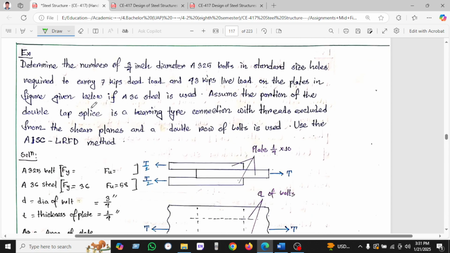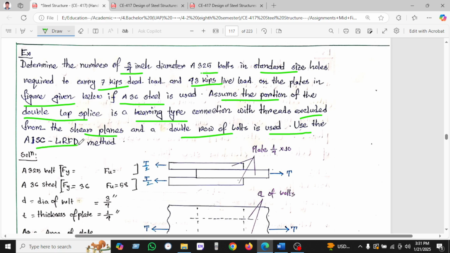So let's see another example. Determine the number of 3/4 inch diameter A36 bolts in standard size holes required to carry a 7 kip dead load and 43 kip live load on the plate in the figure given below. A36 steel is used. Assume the connection is a double lap splice, bearing type, with threads excluded from the shearing plane and a double row of bolts, using the AISC LRFD method.